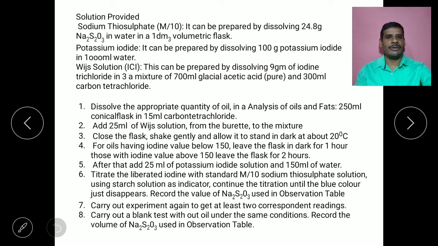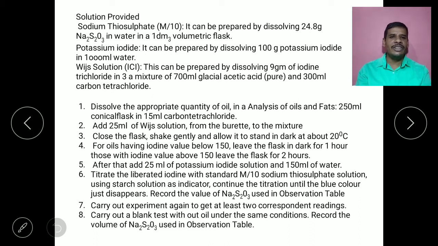the determination of iodine value. See, we know how to prepare the sodium thiosulfate solution, that is, the 0.1 molar solution: 24.8 grams of sodium thiosulfate is dissolved in 1 liter of water. Next, 10% KI is required: when 100 grams of KI is dissolved into 1000 ml, there is formation of a 10% KI solution.